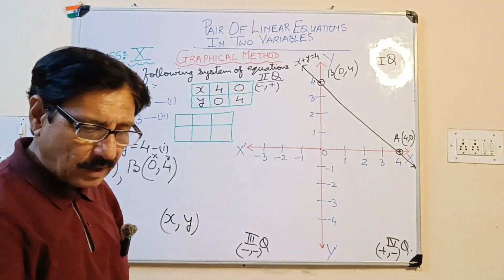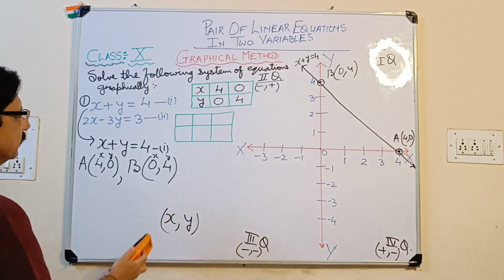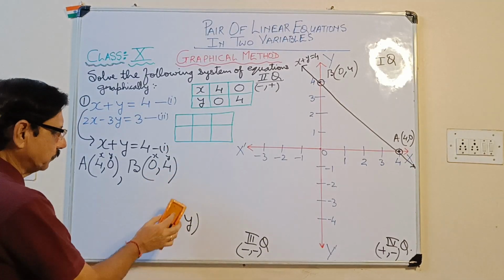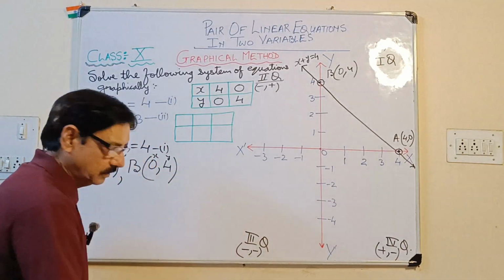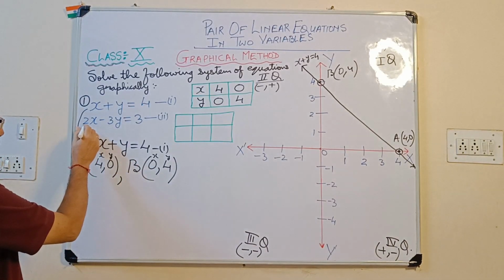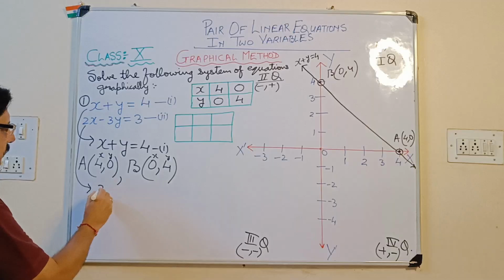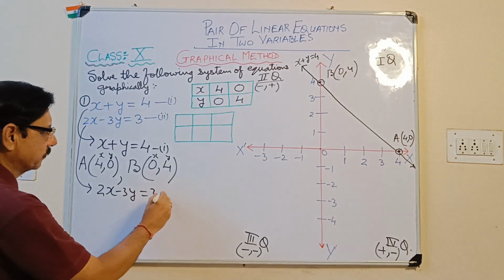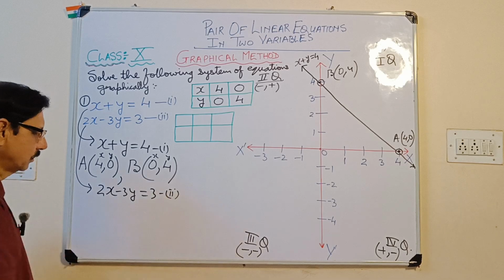Now the second one we will solve, and in the same way we will get the coordinates of that also. Okay, so what is the second one? This is your second equation: 2x minus 3y equals 3. This is the second one.